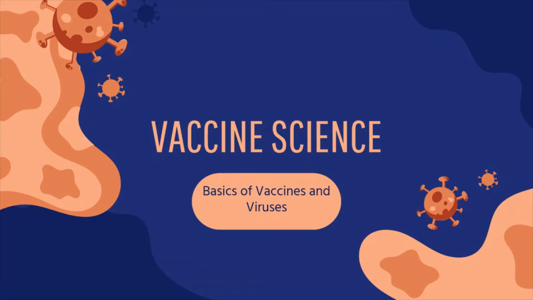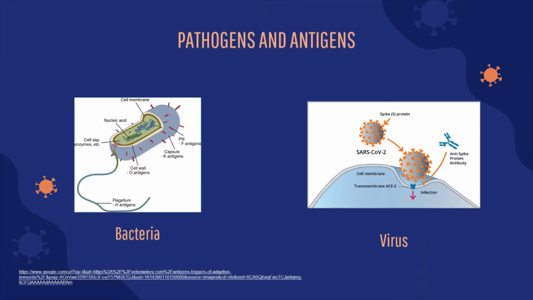We're going to be going over pathogens and antigens, the adaptive immune response, how vaccines initiate that immune response, and some different types of vaccines. Pathogens and antigens are important terms to understand when discussing vaccine science. So a pathogen is just anything that causes a disease in your body. So this can be bacteria, viruses, parasites, and so on.